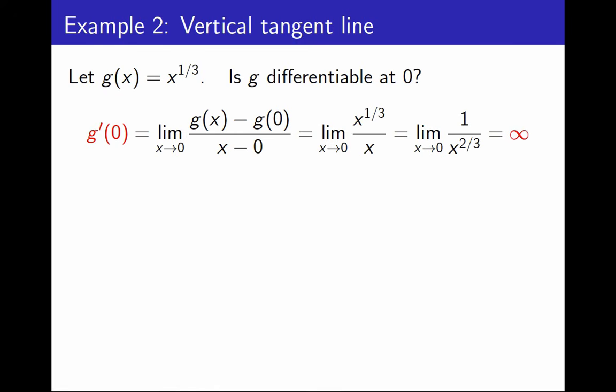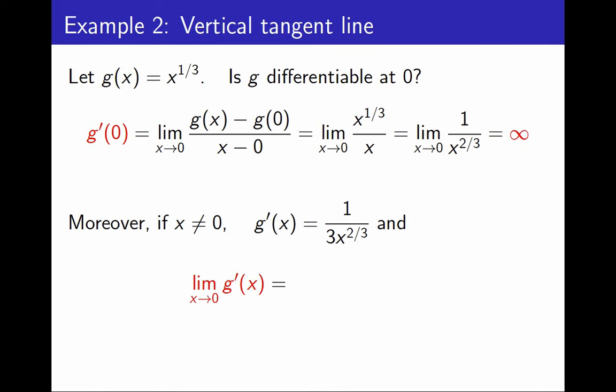I can look at it in a different way. Whenever x is not 0, I have a formula for the derivative g prime of x. Using the power rule, it is 1 over 3x to the 2/3. And then I can calculate the limit as x approaches 0 of g prime of x. And this limit is also infinity. Perhaps you find that this second calculation is easier than the earlier one. However, a priori, these two quantities, the derivative at 0 and the limit as x approaches 0 of the derivative at x, could have been different. They turn out to give the same result for this example.